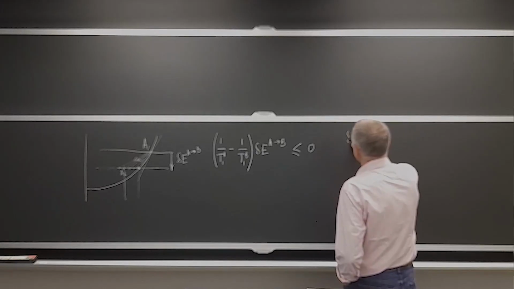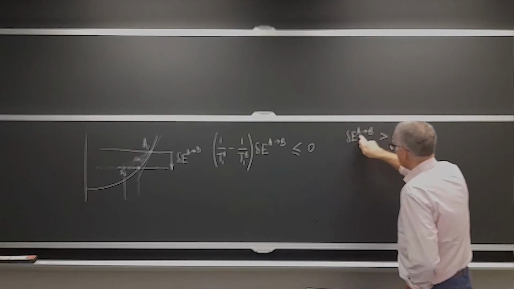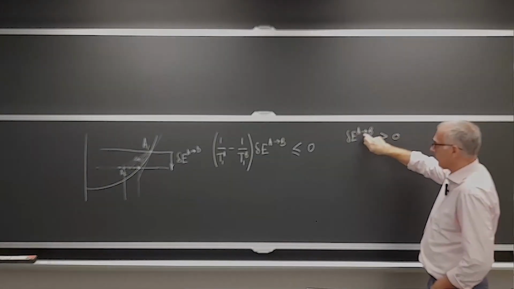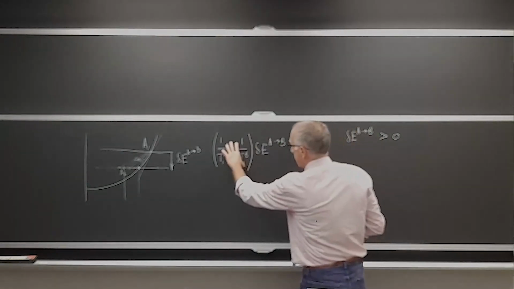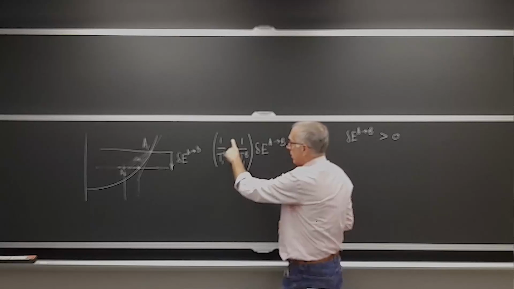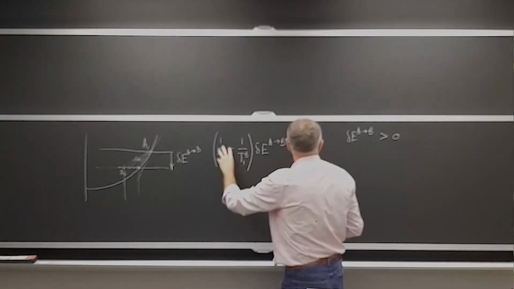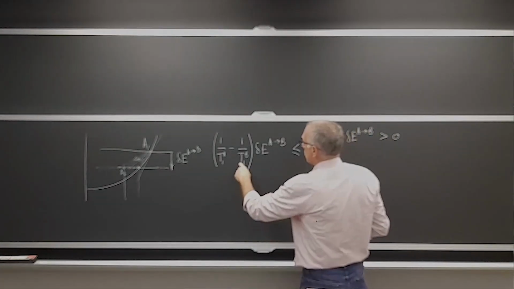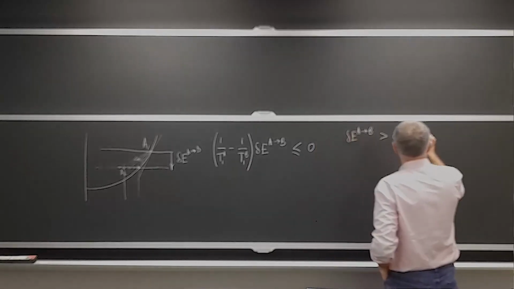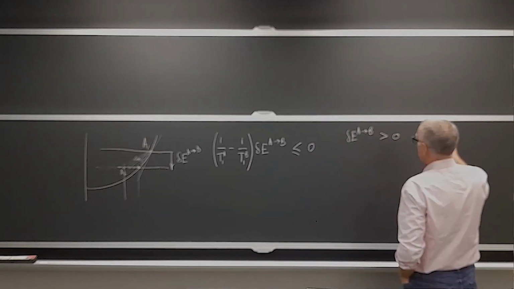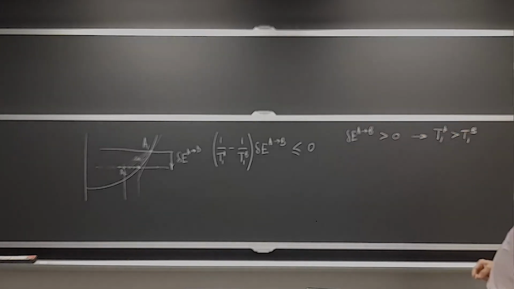If I want delta E A positive, in other words, if I want to transfer energy from A to B, if this is positive, that has to be negative. If this has to be negative, it means that the second term must be bigger than the first one. Okay. So that means that the denominator must be smaller. So that implies T1A greater than T1B. Is that what we expected? Yeah.